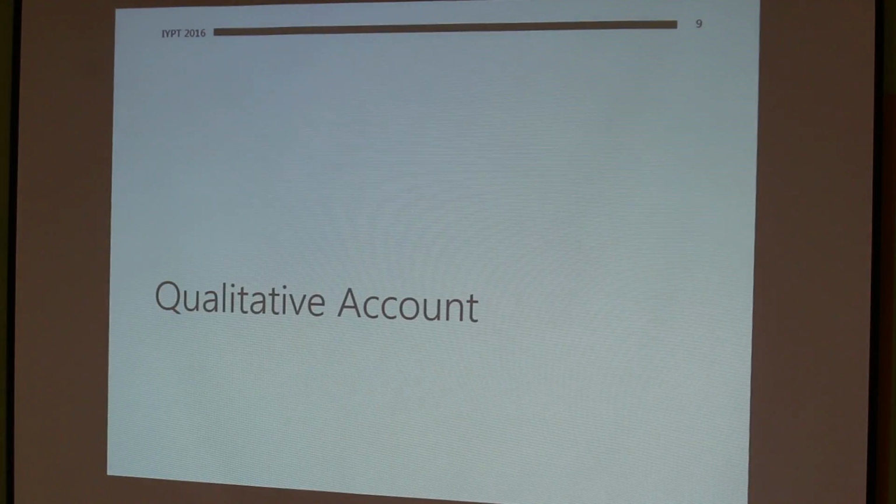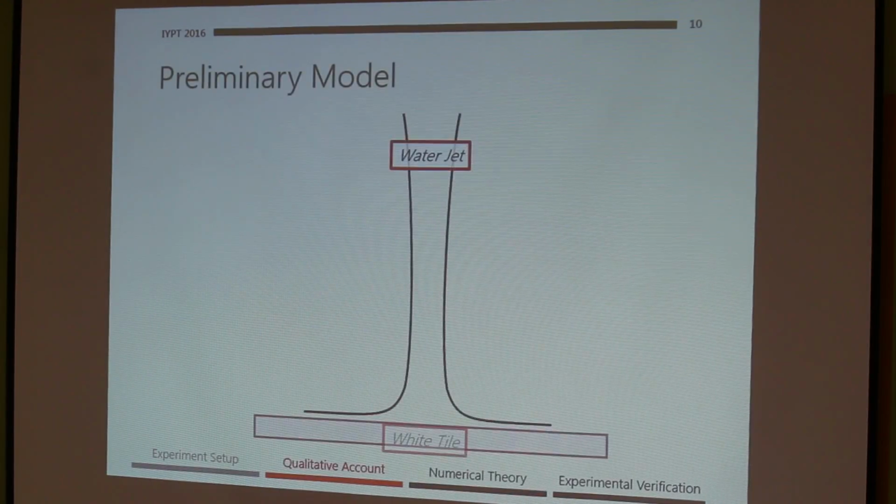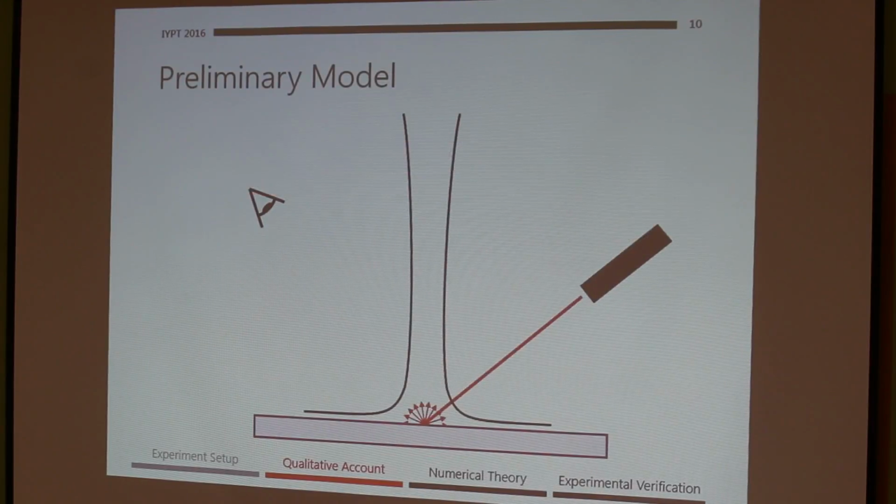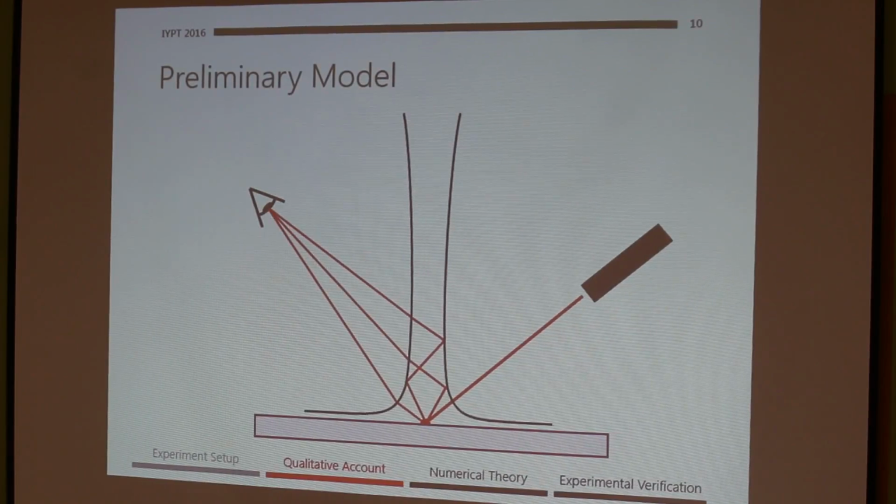So now with this, I'll proceed on to a qualitative account of the phenomenon. So here's a preliminary model of our system, in which we have a water jet which impinges upon a white tile, and we also have a laser and observer. So when the laser beam first hits the tile surface, there will be diffuse scattering of the light due to the white tile, and these light rays will then take various paths out of the system, and some of it will eventually reach the observer.